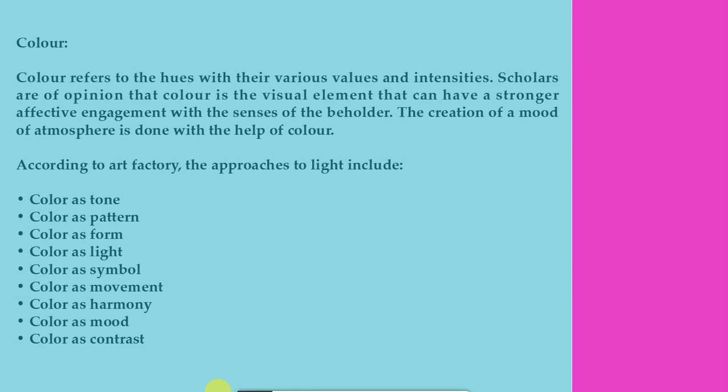According to Art Factory, the approaches to color include color as tone, color as pattern, color as form, color as light, color as symbol, color as movement, color as harmony, color as mood, color as contrast.